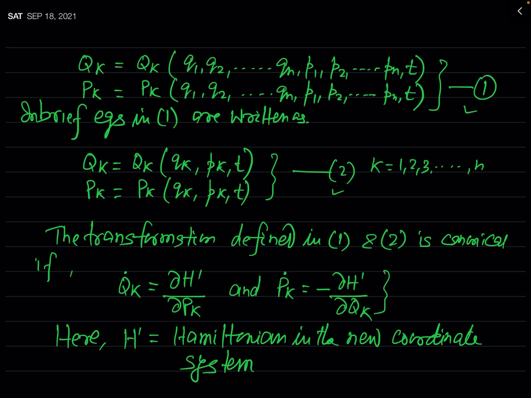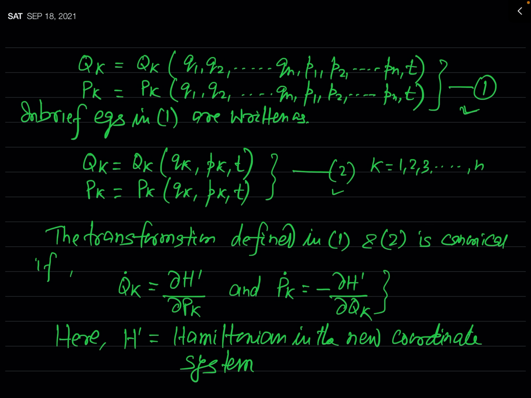So let's see, what does canonical transformation mean? Now you can easily understand it. I have written a transformation equation in equation 1 or equation 2, both are the same. Actually, we have assumed that small qk and small pk are the position and momentum coordinates in the old coordinate system, and capital Qk and capital Pk are the position and momentum coordinates in the new coordinate system.